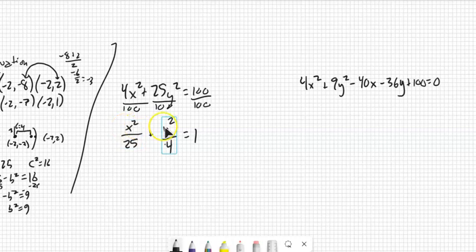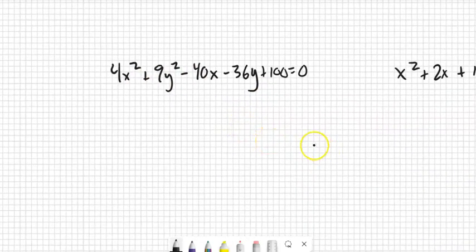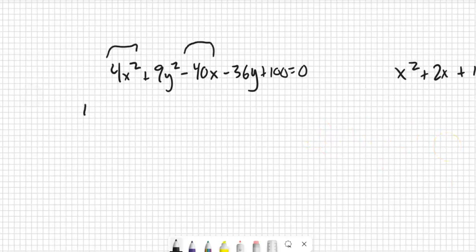The center's at 0, 0. You can figure out the offsets in both directions. You can get the c values. Now this one is a little more work. I've got stuff messed around all over the place. So what I'm going to do is put the x's together. I'm just going to rearrange the deck chairs here and put the y's together.